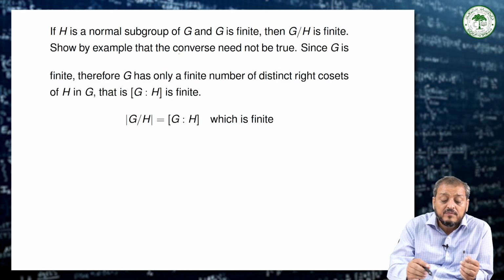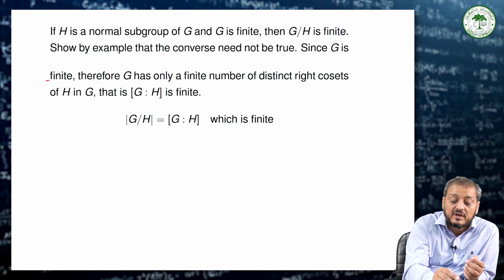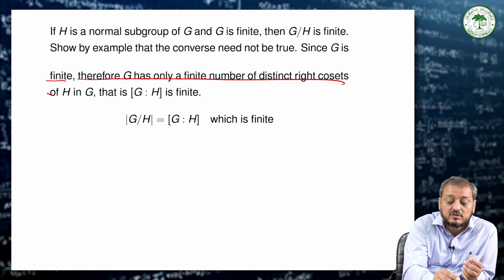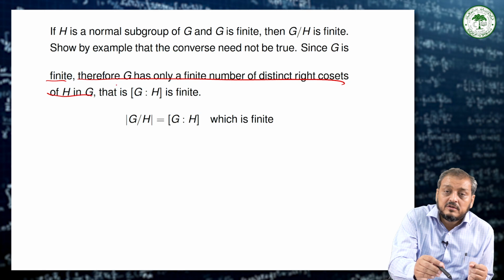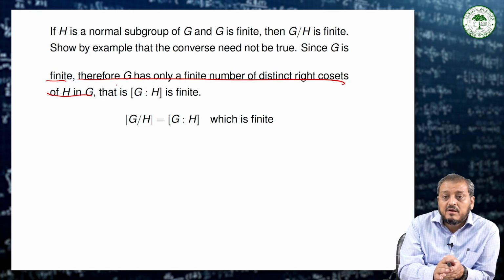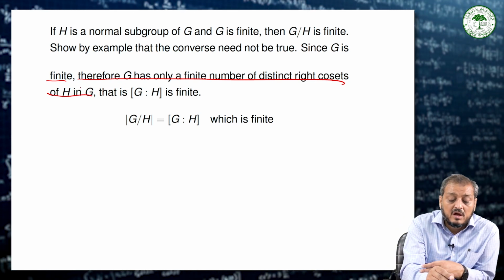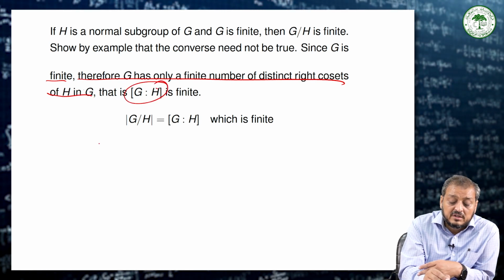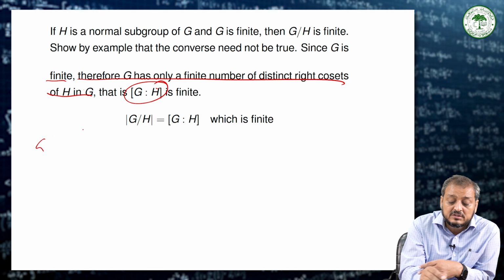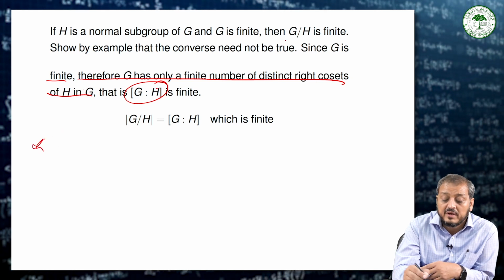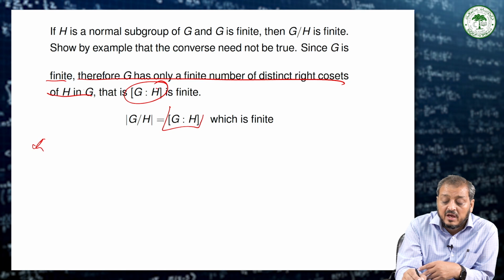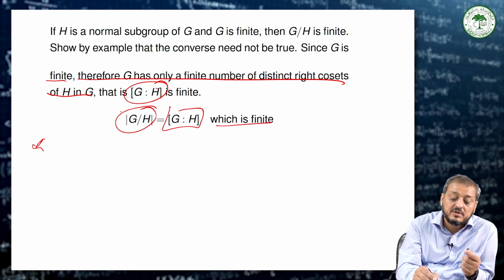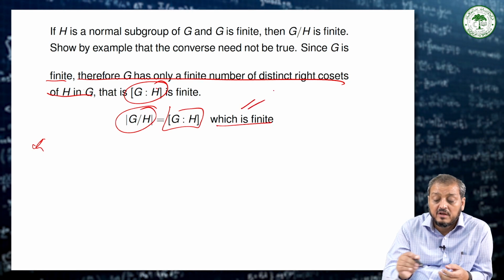Since G is finite, G has only a finite number of distinct left cosets of H in G. So the index is finite. If the index is finite, then the size of the quotient group G by H is the same as the index, and so the order of G by H is also finite. So this means G by H is finite.